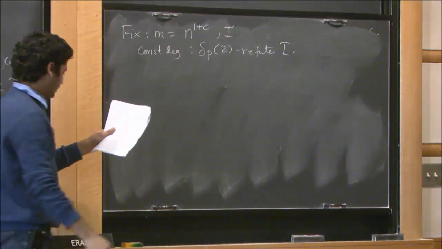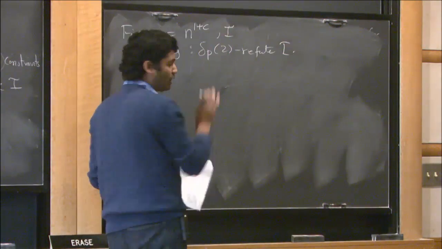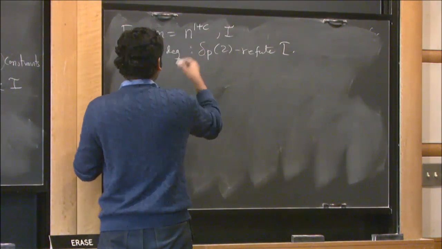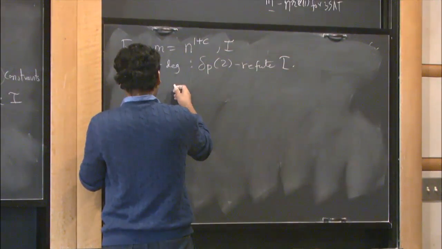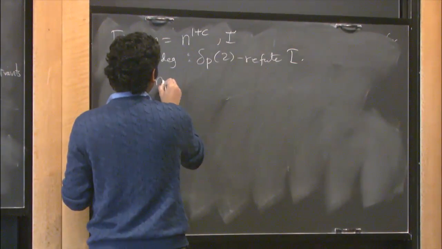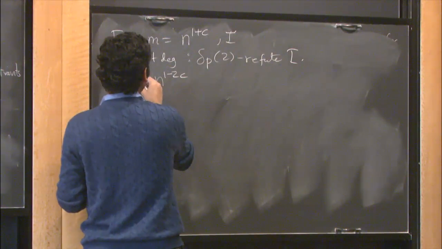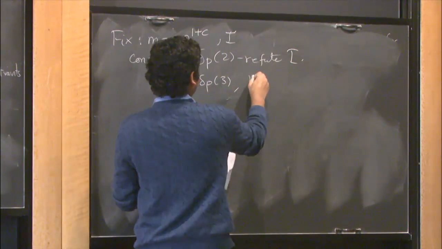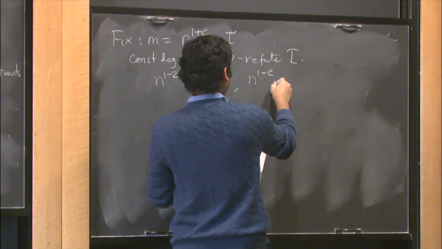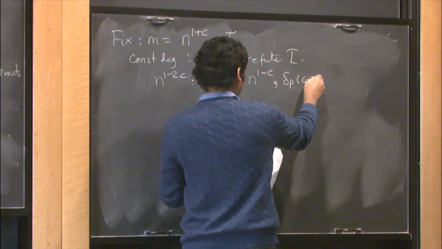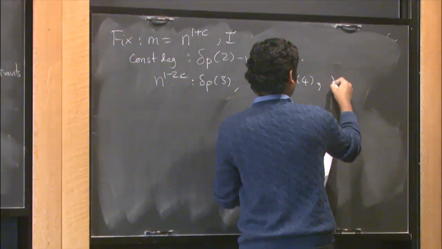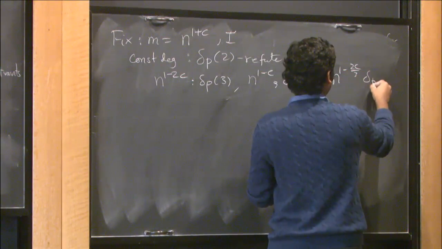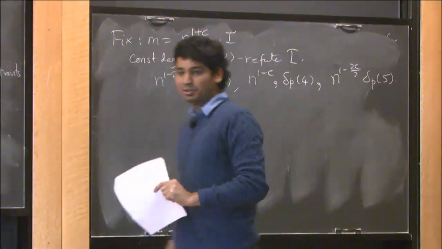Okay, and now this is about constant degree. Now you can ask what happens when I go to super constant degrees. If I look at degree n to the 1 minus 2c, then I can do delta p of 3, n to the 1 minus c, delta p of 4, n to the 1 minus 2. I'm just computing these simple numbers. I'm doing nothing non-trivial. But what I want you to observe.